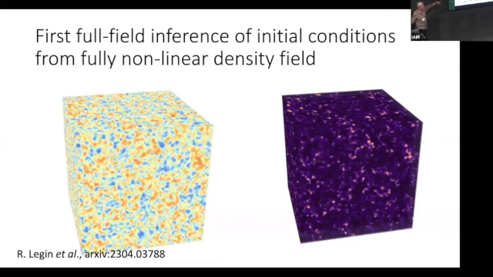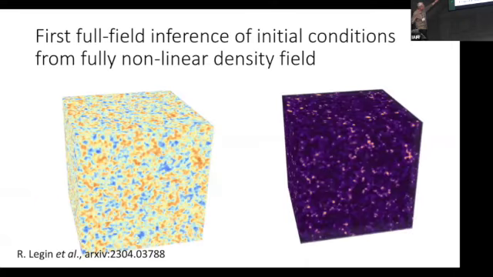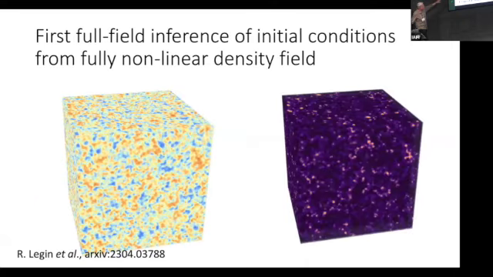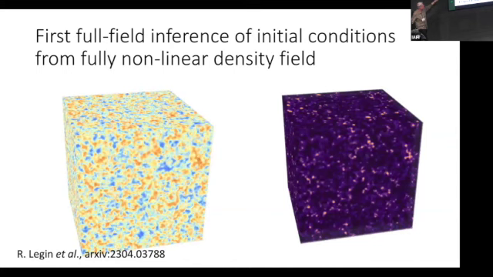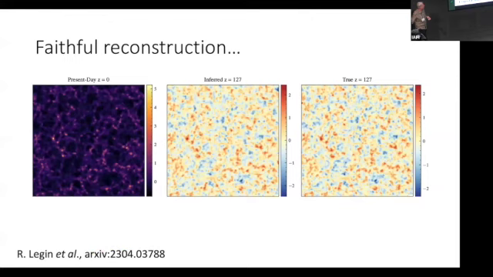Okay, and these are different samples. I'm showing a few of them just for illustration. We can generate posterior samples for 128 cubed parameters, so this is order million parameters. Here are slices of these reconstructions, so you can look at them more carefully.